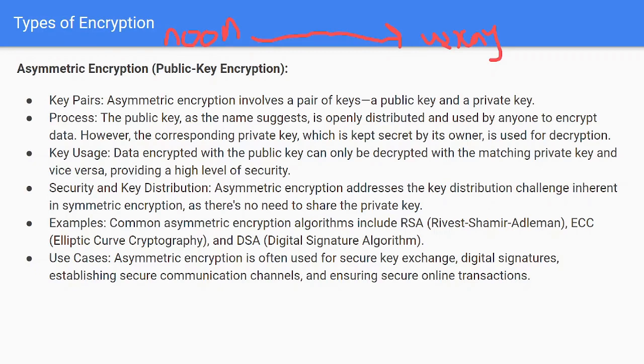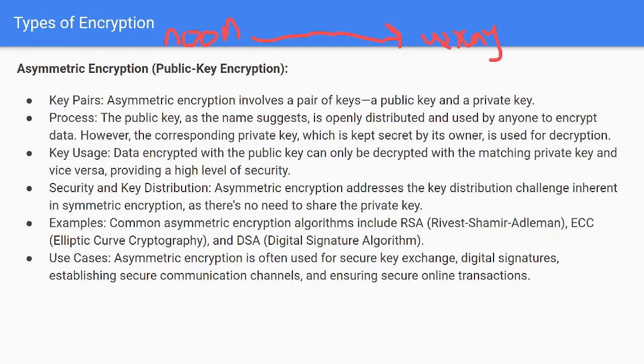Key usage. Data encrypted with the public key can only be decrypted with the matching private key and vice versa. So if you encrypt data with the public key, you must use the matching private key to decrypt that data. Security and key distribution. Asymmetric encryption addresses the key distribution challenge that symmetric encryption has, because there is no need to share the private key.